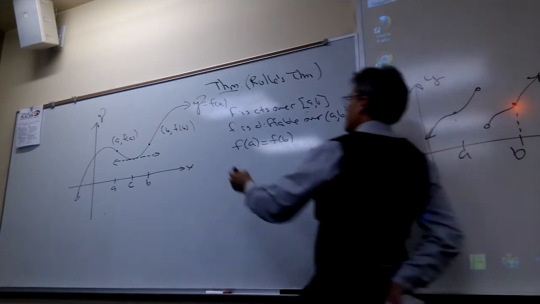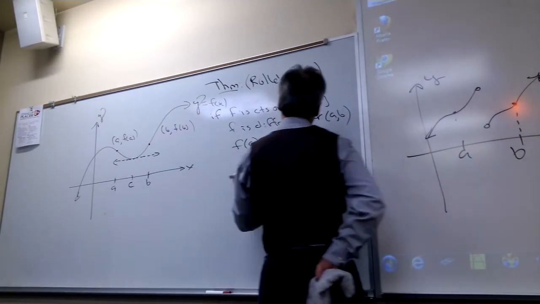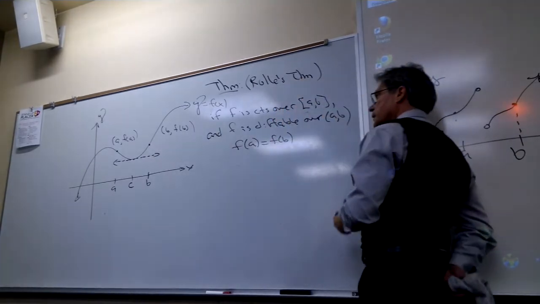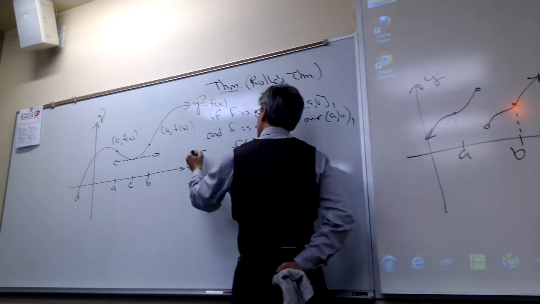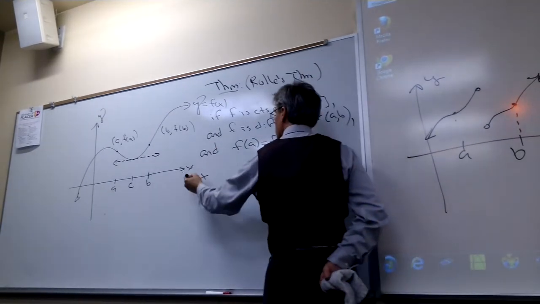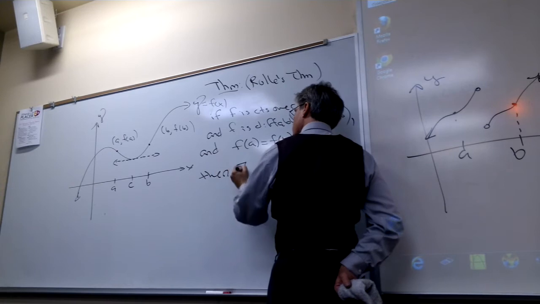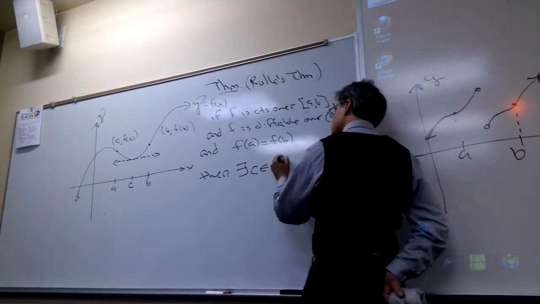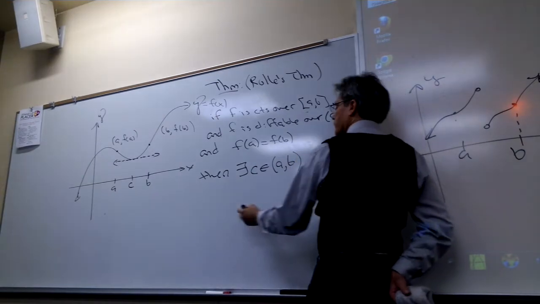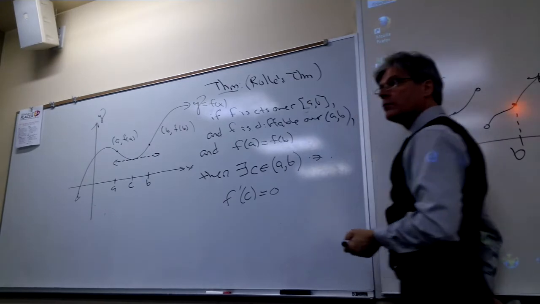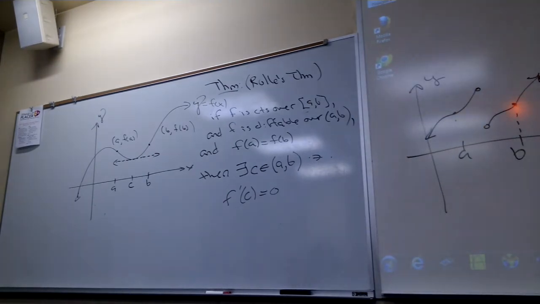If f is continuous over this interval from a to b, and f is differentiable over the corresponding open interval, and f of a equals f of b, then it's got to be the case that there exists a value of x called c strictly between a and b, such that f prime of c is equal to 0. That's the official statement of Rolle's theorem.